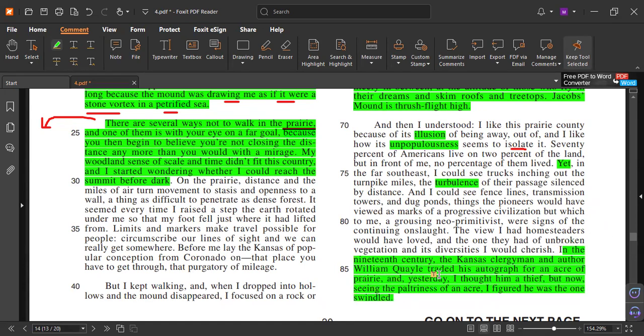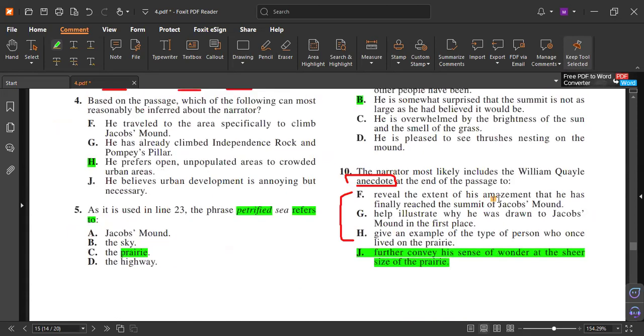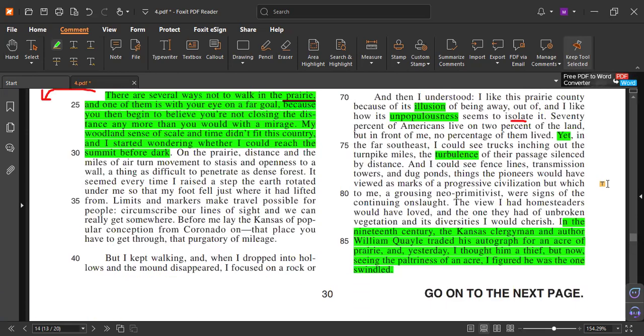Here's the author, William traded his war, and I thought him a chief, but now seeing the utterness of an acre, I figured he was the one swindled. When we go to the answers, find the wrong one. We're talking about the extent of his amazement that he has finally reached the summit. So there is no amazement in here. Or he wanted to further convey a sense of wonder at the sheer size of the prairie. So he focused on the size. Yes or no?